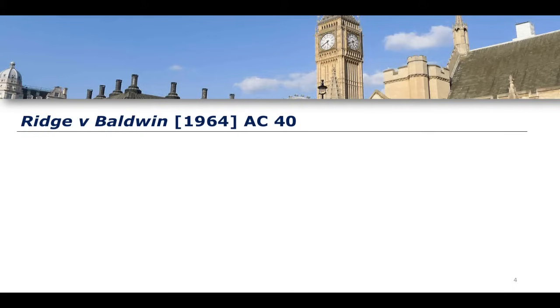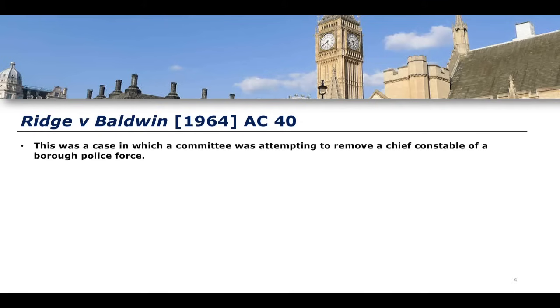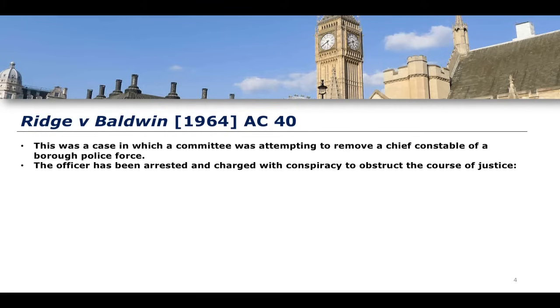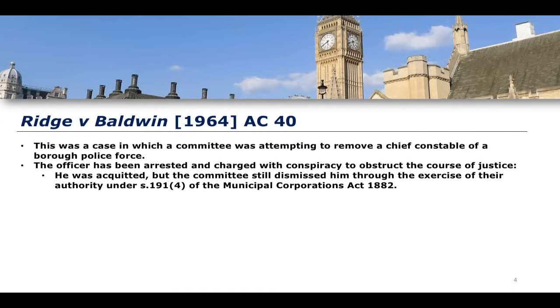And I'm going to begin here with the case of Ridge and Baldwin from 1964. This was a case in which a committee was attempting to remove a chief constable from a borough police force. So we have a committee that was trying to get rid of a chief constable from a police force. The officer had been arrested and had been charged with a conspiracy to obstruct the course of justice. So that was their sort of rationale for trying to remove them. They were arrested and charged with an offence, which of course doesn't look good if you are a chief constable in a police force.